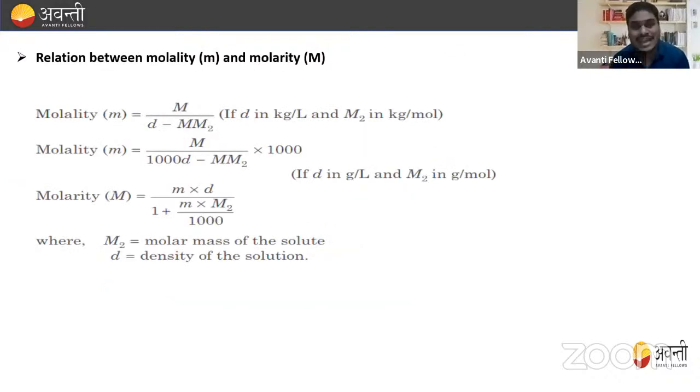This is the relationship between molality and molarity. If the two terms are given, molality and molarity, and someone asks how you will calculate molality or molarity from each other, then you can use this formula as a relation. That is, molality is nothing but M upon (d minus M times m2), where M is the molarity, d is the density, and m2 is the molar mass, right? So you can calculate by using this formula.